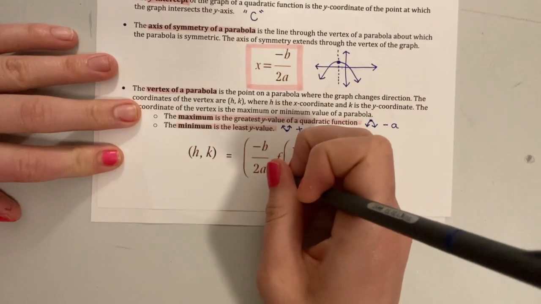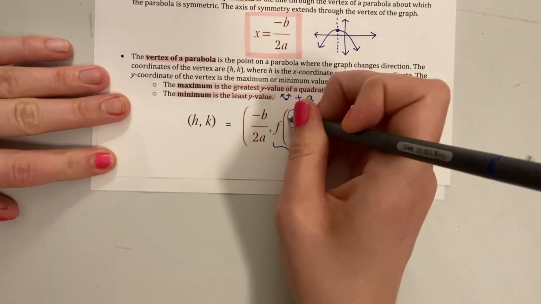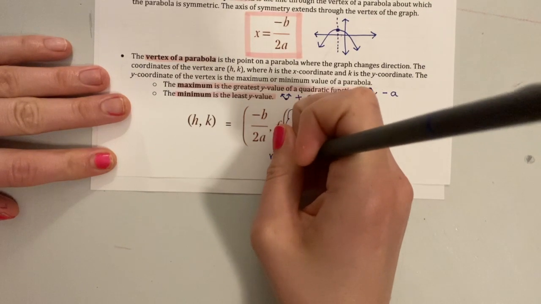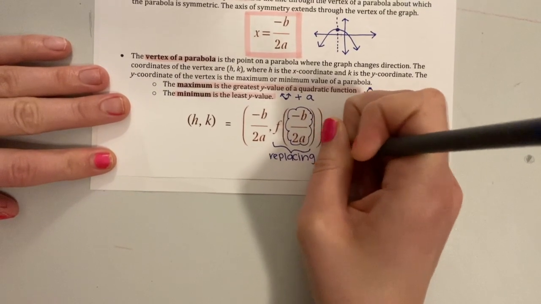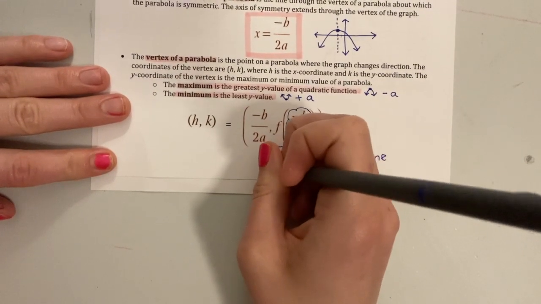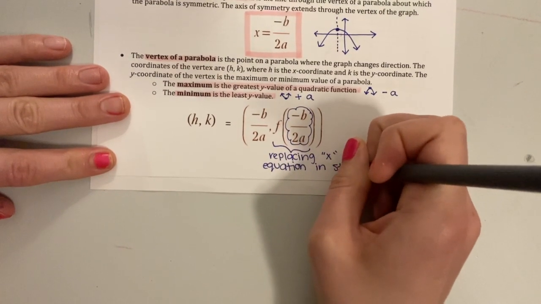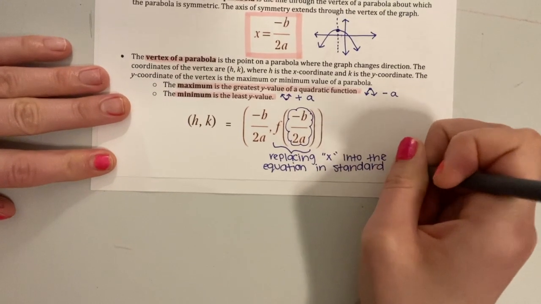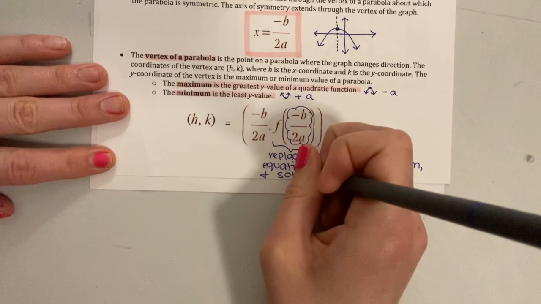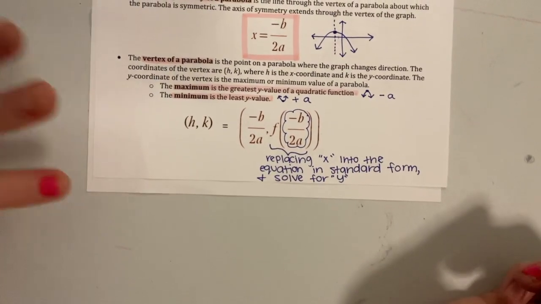So if you remember that when we're doing f of x, that just means you replace x with whatever's inside of the parentheses. So we're just replacing x into the equation in standard form and solving for y. Okay.